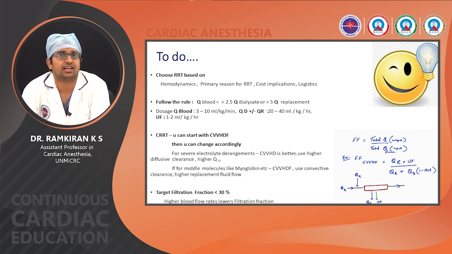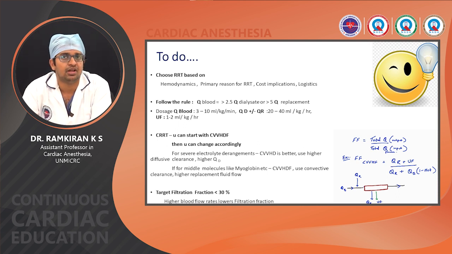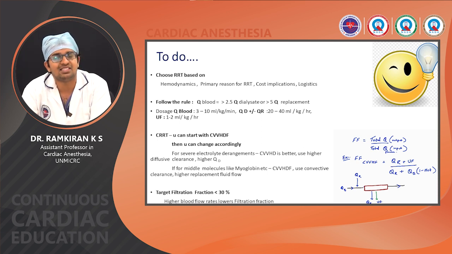What is filtration fraction? That is the total output, that is the total effluent, to the total input before the filter. So in broad terms it is like this. For example, if you are taking CVV hemofiltration, the total output, the effluent, would be the replacement fluid plus ultrafiltrate, okay, and the denominator, that is the input, would be the replacement fluid, and you should take the plasma, that is blood flow into 1 minus hematocrit.